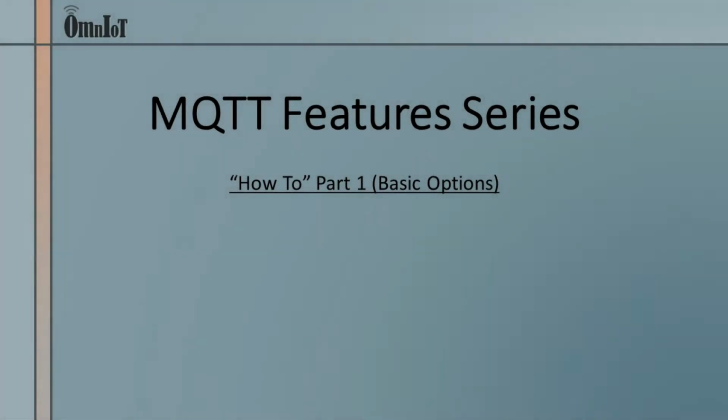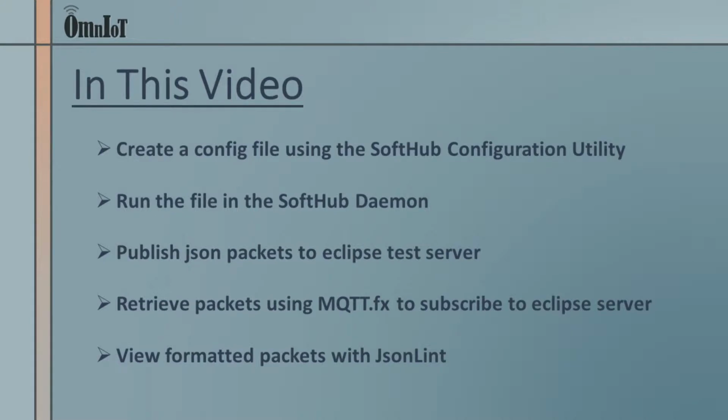Hello. In this video, we'll go through an example showing how to use the SoftHub configuration utility to create the objects needed to configure the SoftHub to connect to multiple sensors and to publish each sensor's data to a remote MQTT broker. As in our previous video, we'll then deploy the configuration file and restart the SoftHub daemon, which will then connect to our chosen sensors and begin publishing the sensor data to our target MQTT broker.